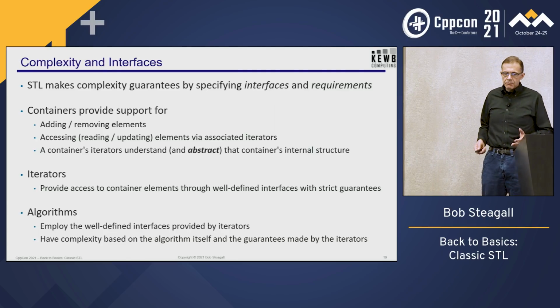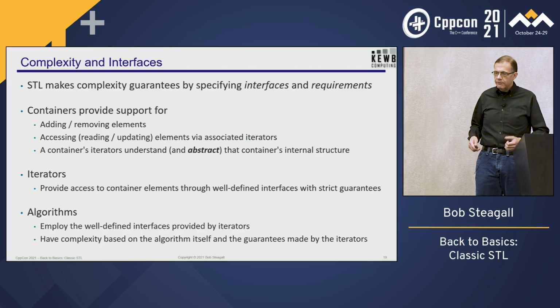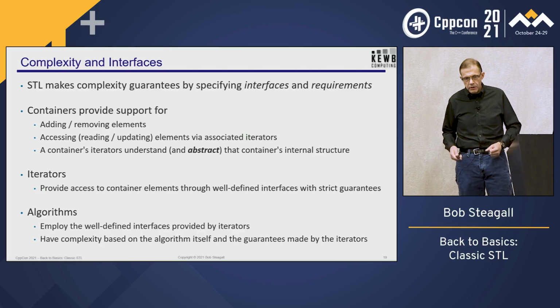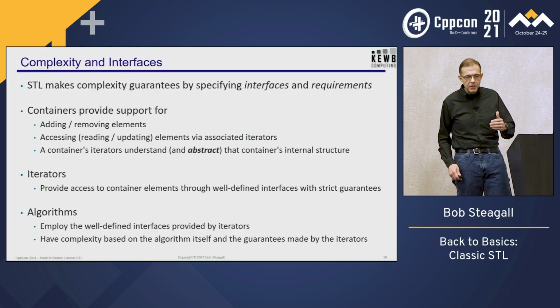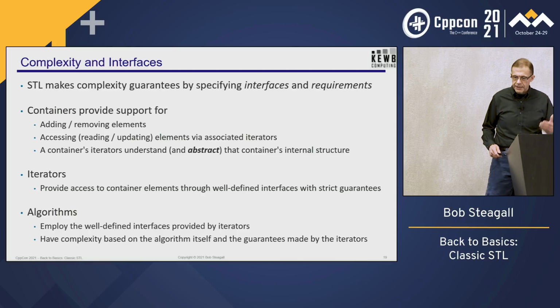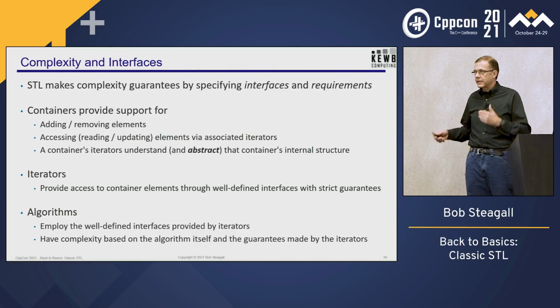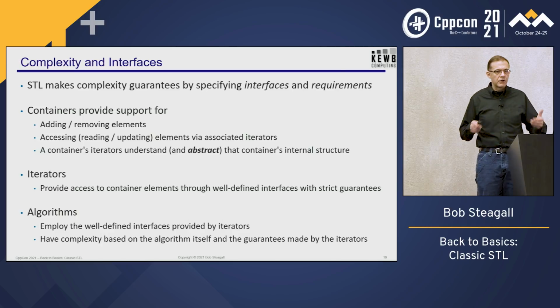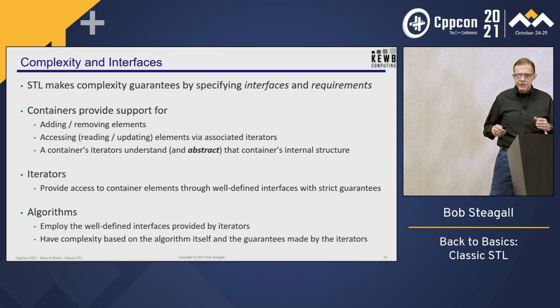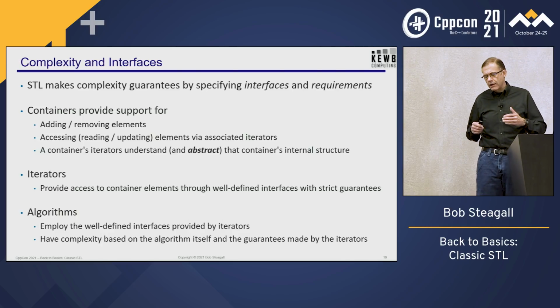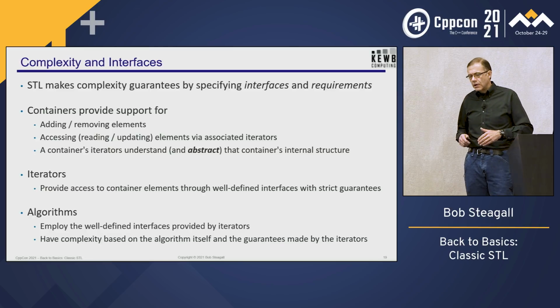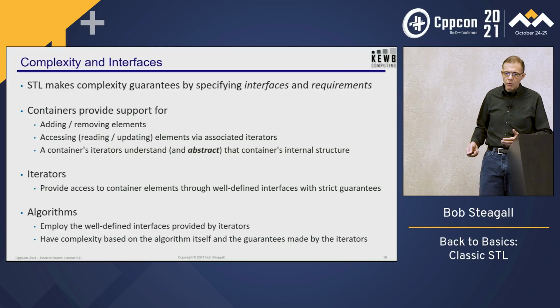And the algorithms, they use the interface provided by the iterators to do their work. So the iterator provides sort of a middleman between the algorithm and the container. And the complexity of the overall operation is based on the algorithm itself and the guarantees that are made by the containers. In one sense, the containers or the iterators constrain what algorithms can do, and we'll see why in a few slides.